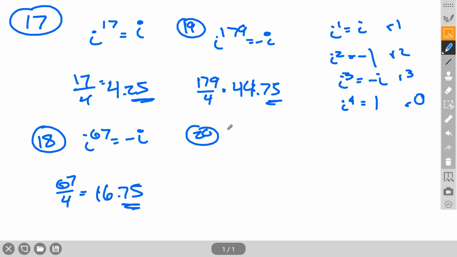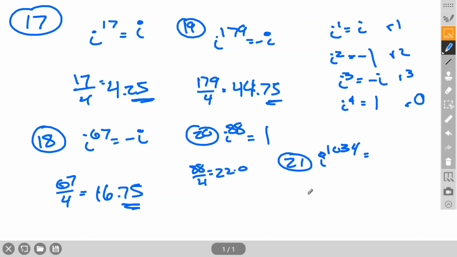20, i to the 88. 88 divided by 4 is 22, which is 22.0, which is a remainder of 0, so it just simplifies to 1. And 21, i to the 1034. 1034 divided by 4 is 258.5. So 0.5 means remainder of 2, negative 1.